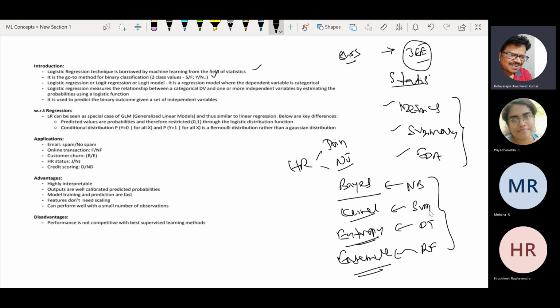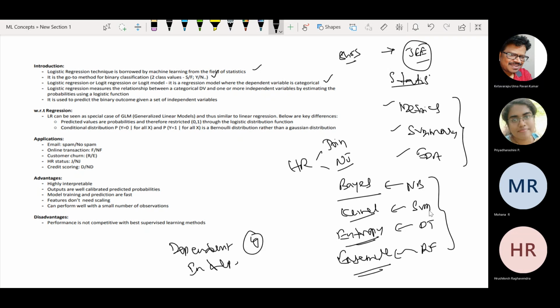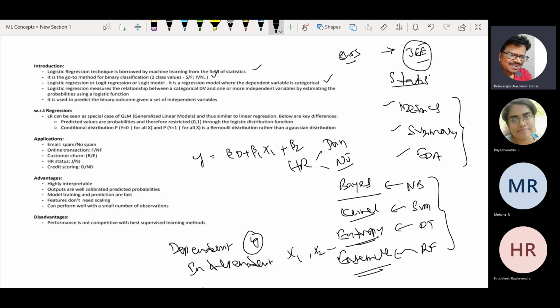So logistic regression, or logit. This is a logarithmic function. We'll come to that point, but first we'll try to understand the analogy behind logistic regression. The logit model is a regression model where the dependent variable is categorical. Here, the dependent variable is y, and the independent variables are x1, x2, like that. We have seen an equation like y equals beta naught plus beta 1 x1 plus beta 2 x2.